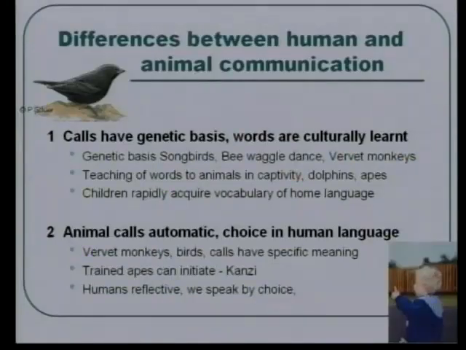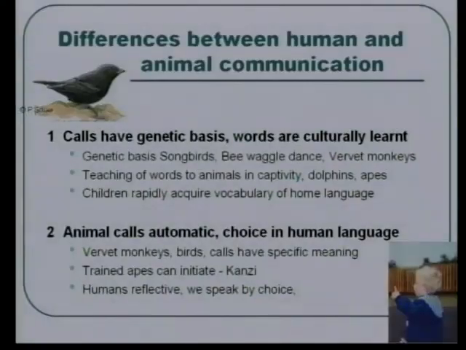Vervet monkeys, they have a small number of sounds, perhaps 10. There's an alarm call for snakes, there's an alarm call for leopards, there's an alarm call for eagles. There is a short learning period. The young vervets have to learn that there's no alarm call needed for falling branches, but apart from that, it's very definite calls, very clear, and it's innate, really, a genetic basis for them.